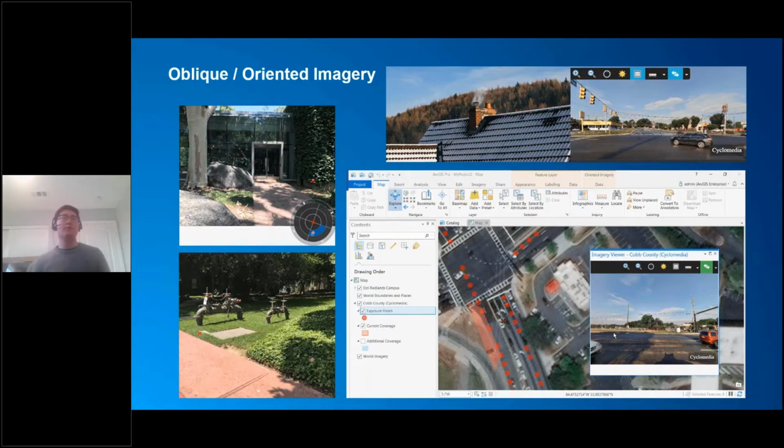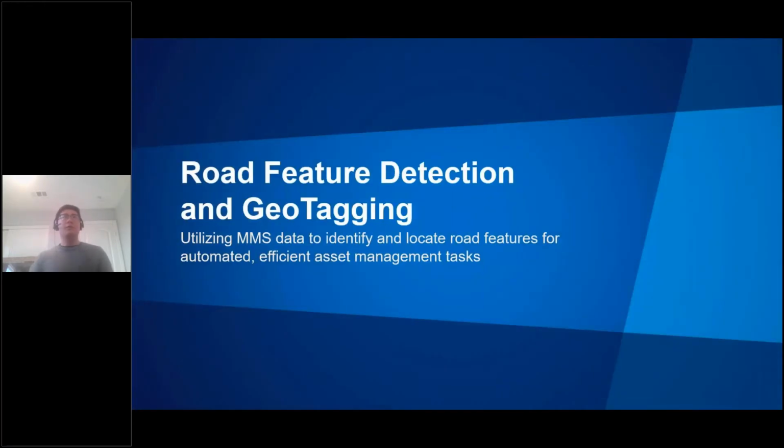So it is important that we explore how AI can be leveraged to enhance workflows that rely on obliques instead of on nadir. And I'm going to present to you some of the projects that we have done in the past that make use of obliques and give you some pointers on how you can begin to experiment with this type of workflow yourself. So I'm going to start off by first talking about road feature detection and geotagging.